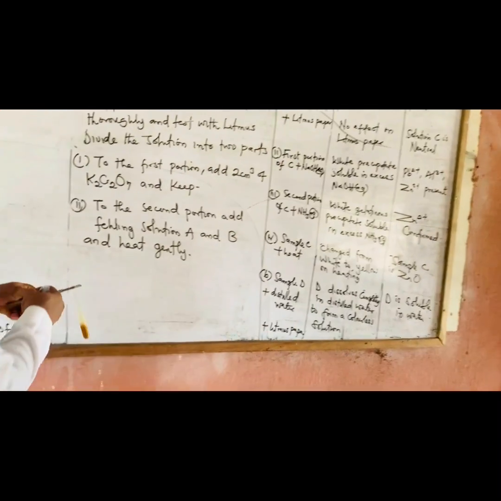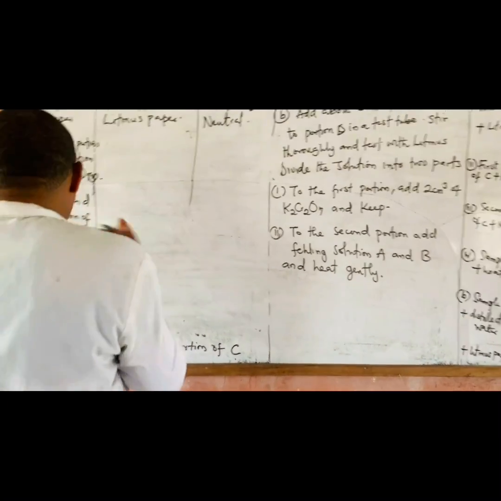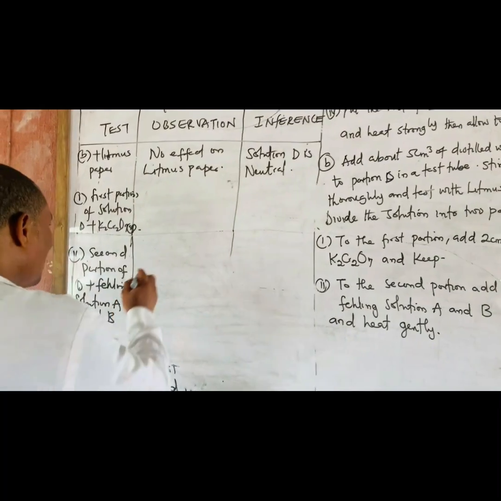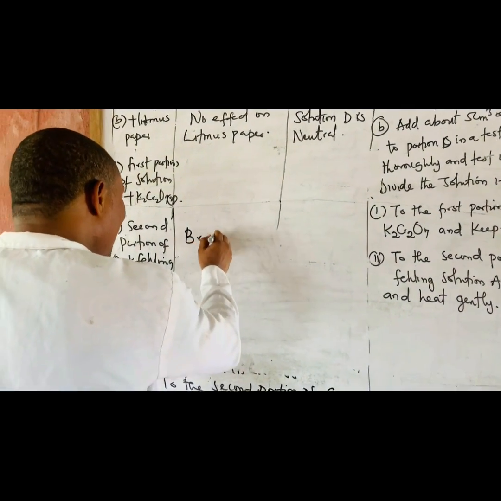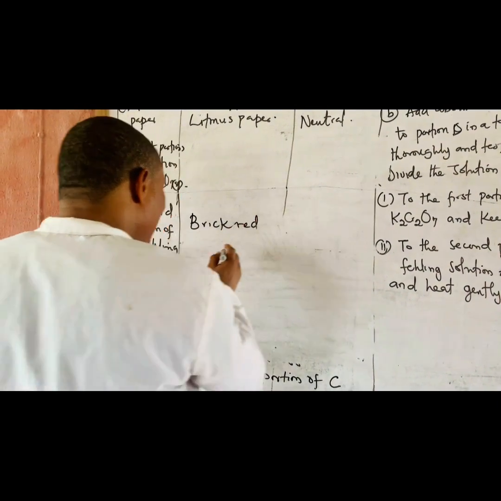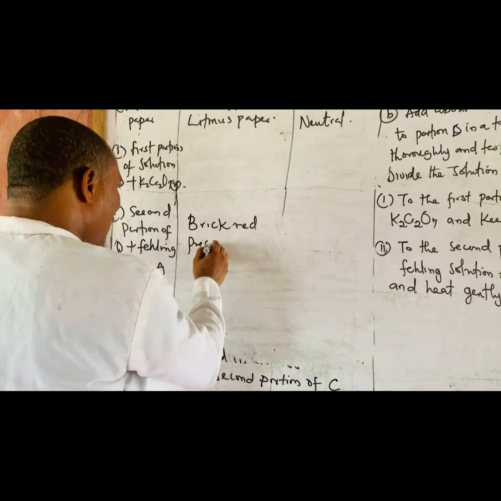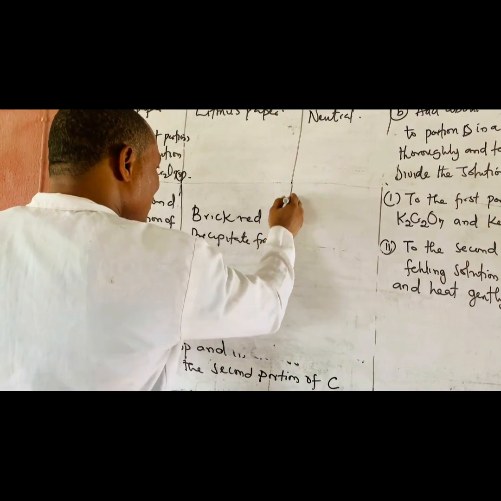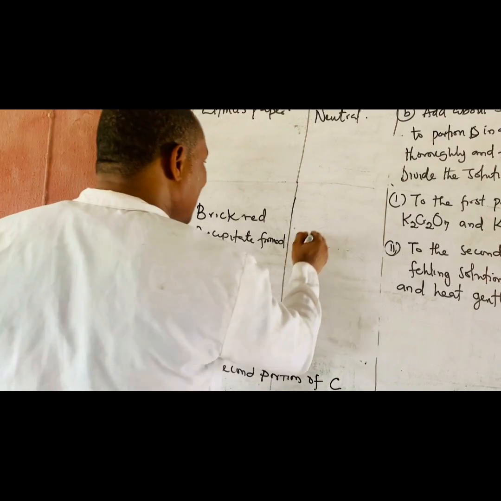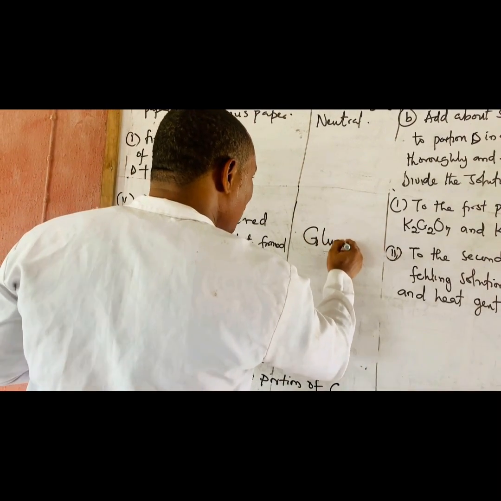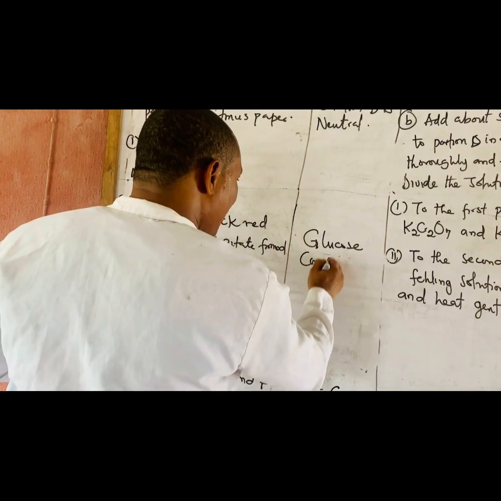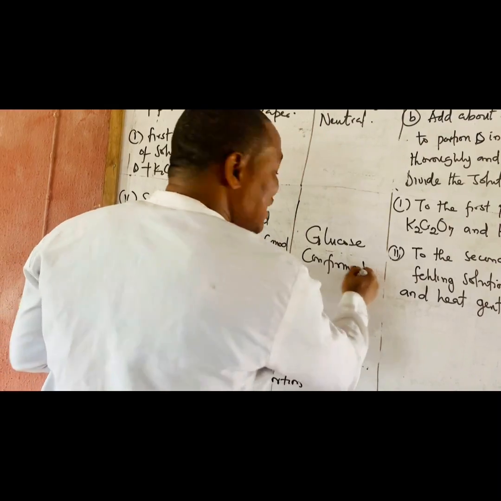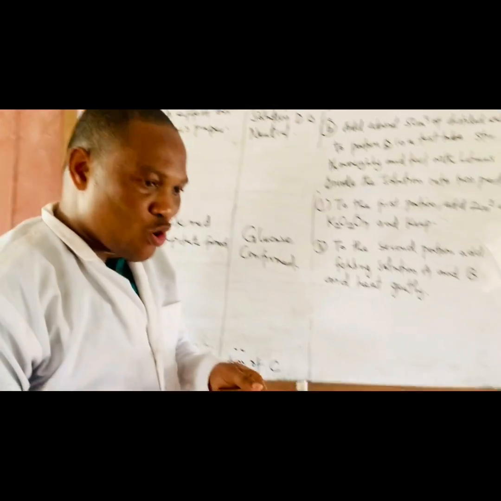So I'll write: second portion of Fehling's solution, a brick red precipitate formed. And if a brick red precipitate is formed, then glucose is confirmed. I hope this is clear. So glucose is confirmed. Why?